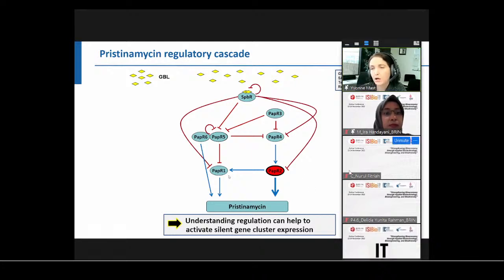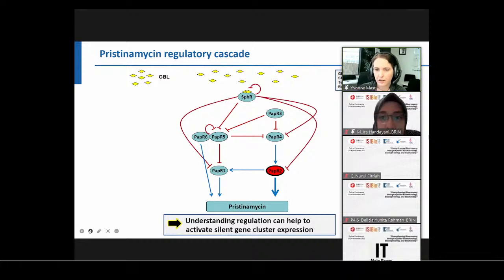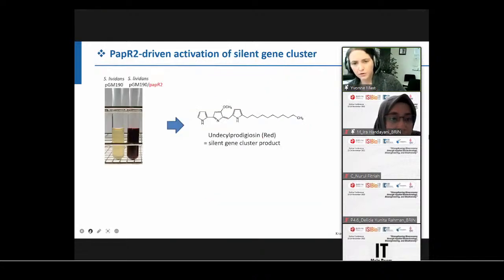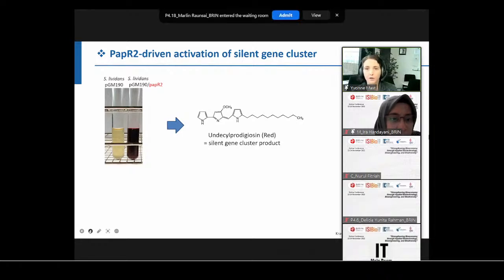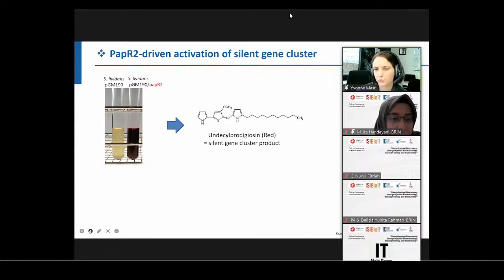And this we observed when we overexpressed the PapR2 regulator in a foreign strain. And back then, this was Streptomyces lividans. And this lividans strain should come also in a second. This lividans strain usually does not produce any secondary metabolite under standard lab conditions. So this you can see here on the left-hand side, the lividans strain with the empty vector control. However, when we overexpress the PapR2 regulator, then the lividans strain produces an intensively red pigmented substance.